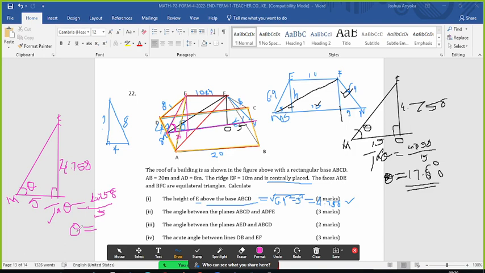Yes, and you should take note of how we approach the angle between two planes. Identify the planes. Get the common line. Draw two lines, one on each plane. Then find the angle between the two lines. So what is the angle? Those who have worked it out.